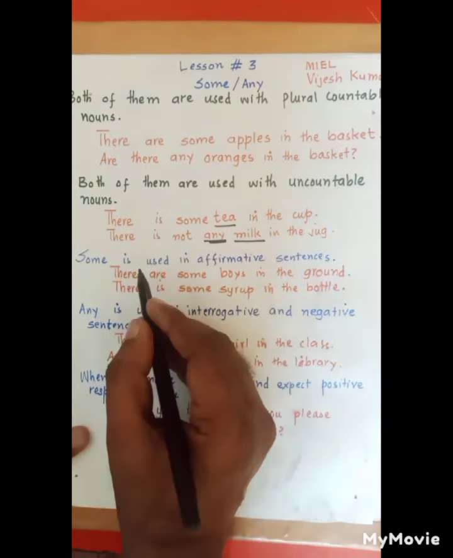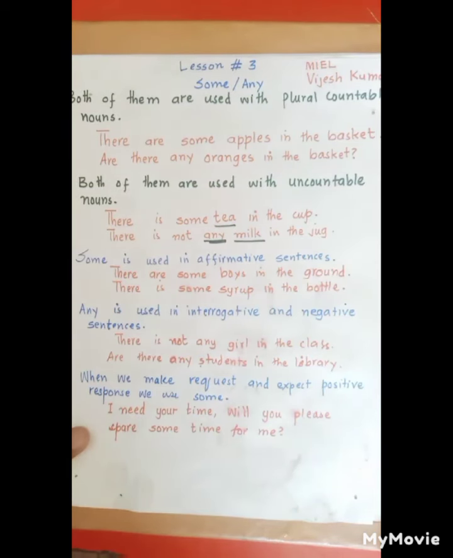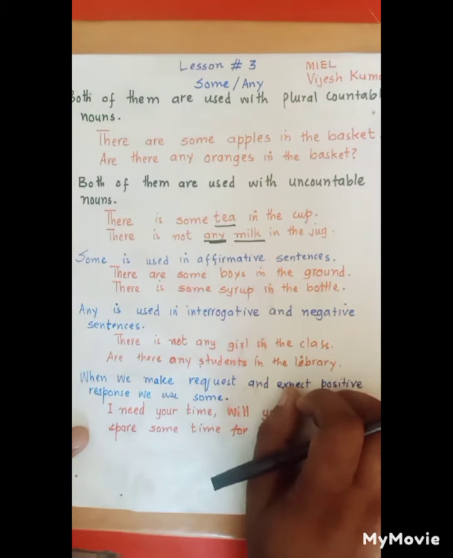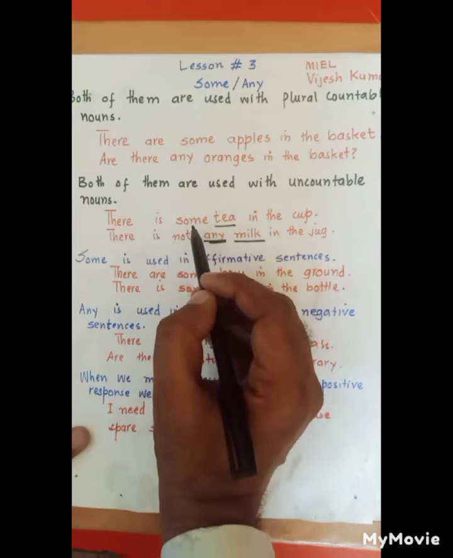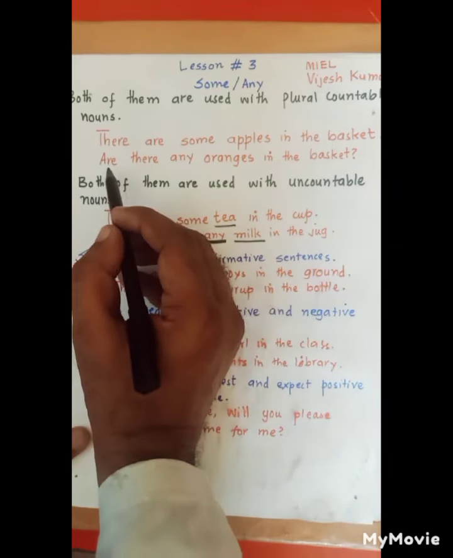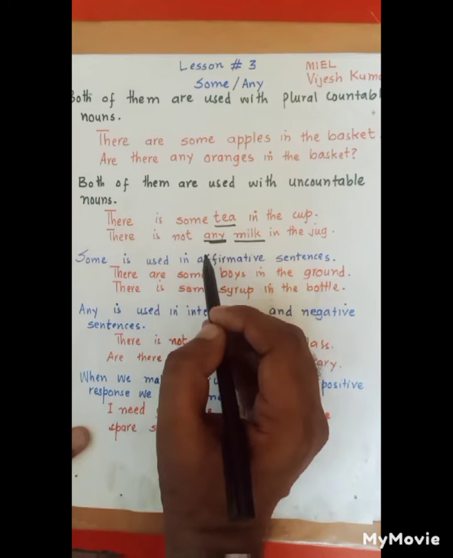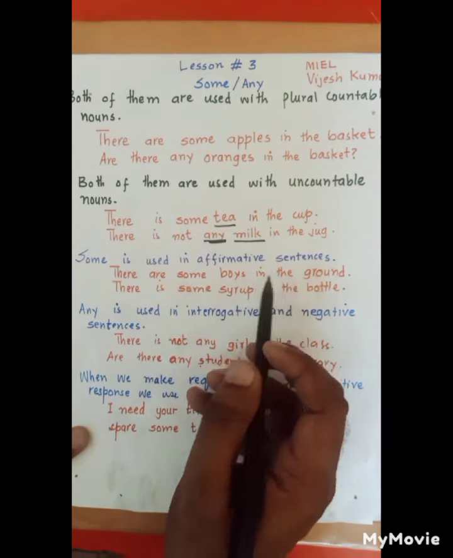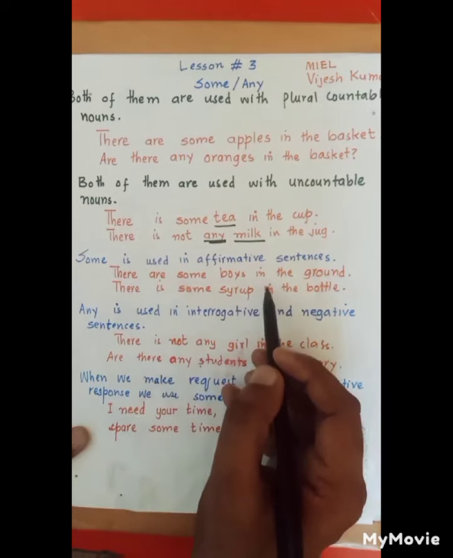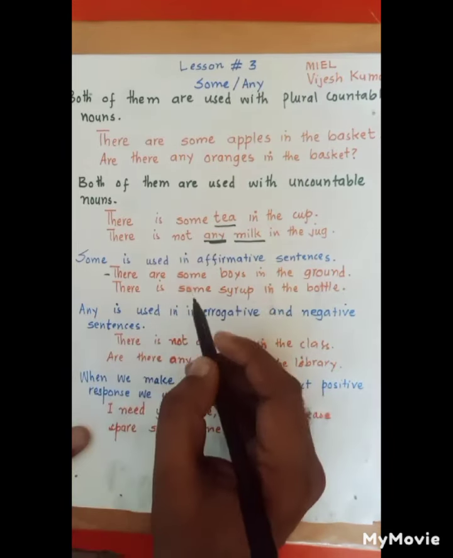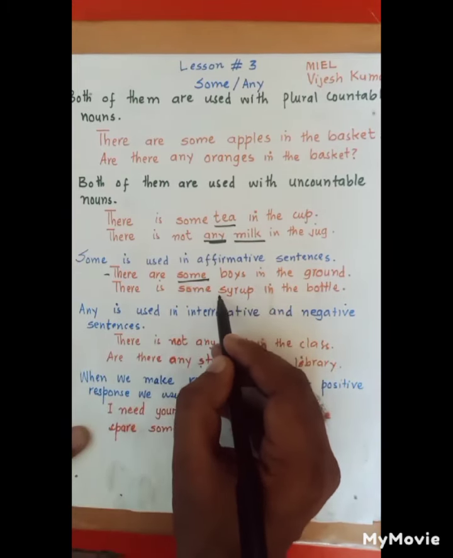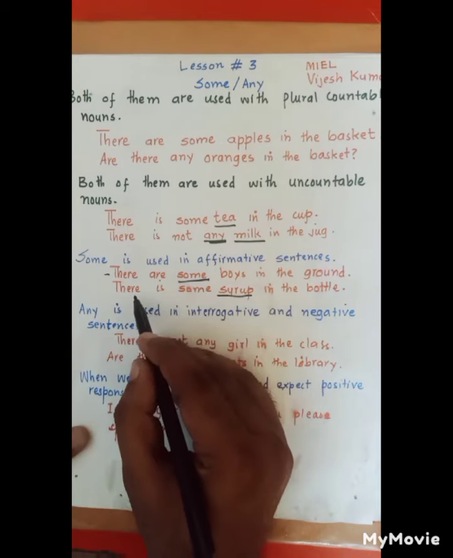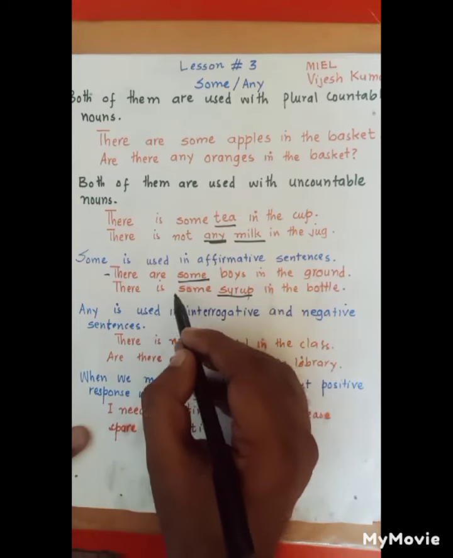So what have we discussed? What is the difference between these two sentences, the sentence with some and the sentence with any? We have noticed that in all affirmative sentences we have used some, and with interrogatives and negatives we have used any. There are some boys in the ground. This is an affirmative sentence and we have used some. There is some syrup in the bottle. Syrup is again an uncountable noun and it is an affirmative sentence. With affirmative sentences we use some.